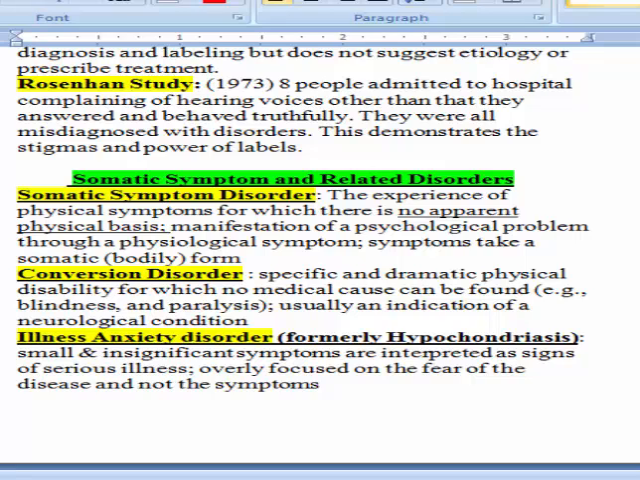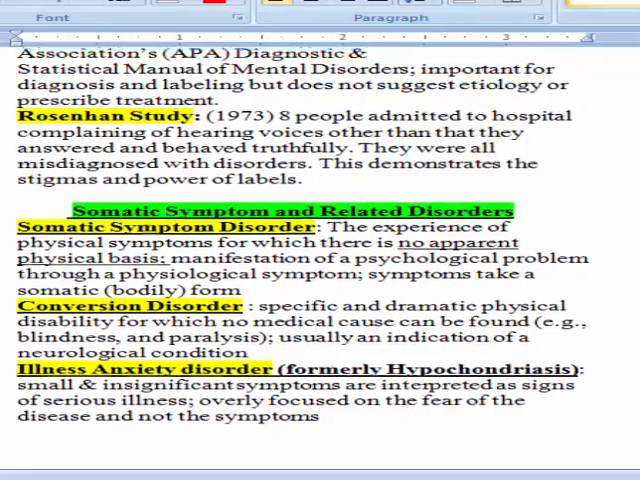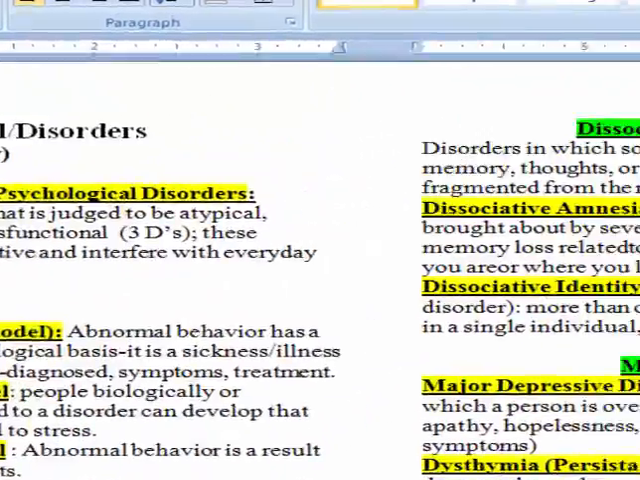Okay, and then the final one is illness anxiety disorder. This used to be called hypochondriasis. So when people say, oh, you're such a hypochondriac, this is the updated category name. It's small and insignificant symptoms that are interpreted as signs of a serious illness. Usually people in this category are overly focused on the fear of disease and not the actual symptoms. So maybe you're having ongoing pain in your head, and you think, oh, I have to have a brain tumor, and so you are really worried and you keep trying to go to the doctor to treat that. But again, there's no physical basis.